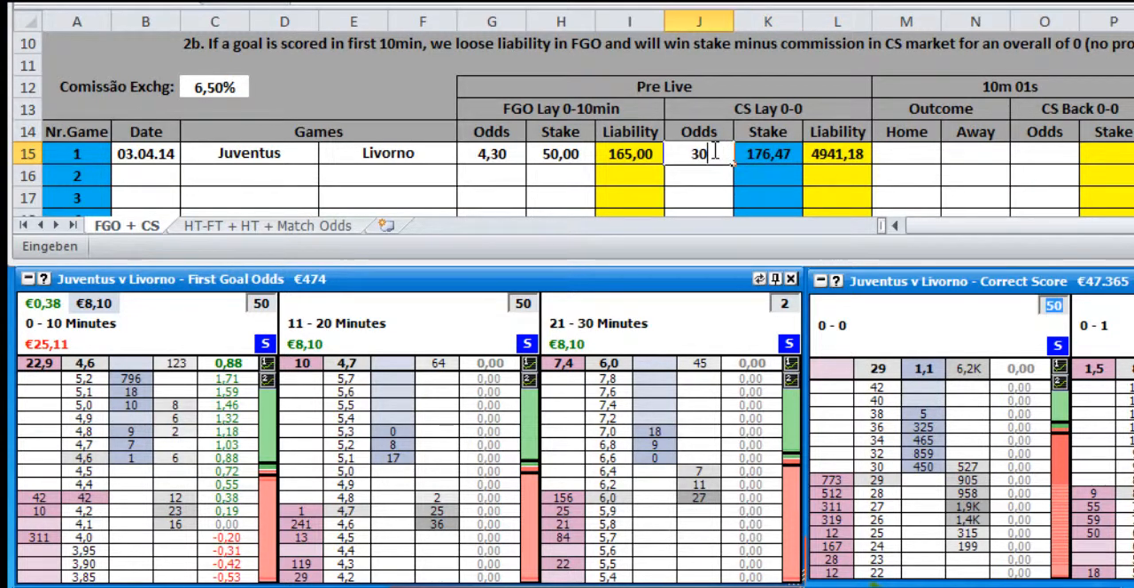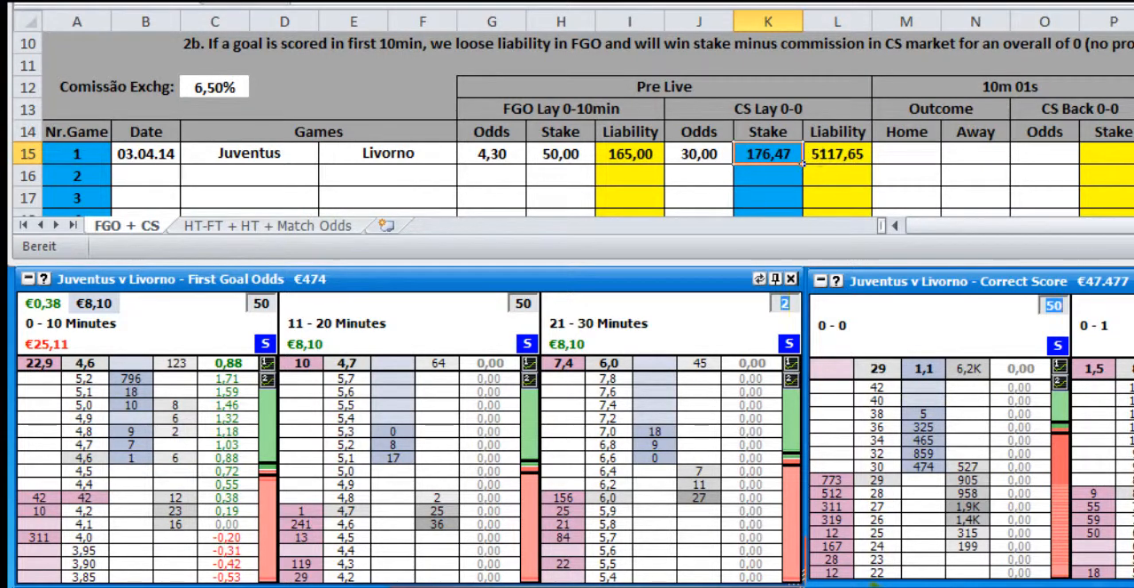If I get in the market at the odd of 30, I need more than 5,000 euros. Okay, so this is very important also to know that you need a huge amount on your Betfair account that you can do this strategy.